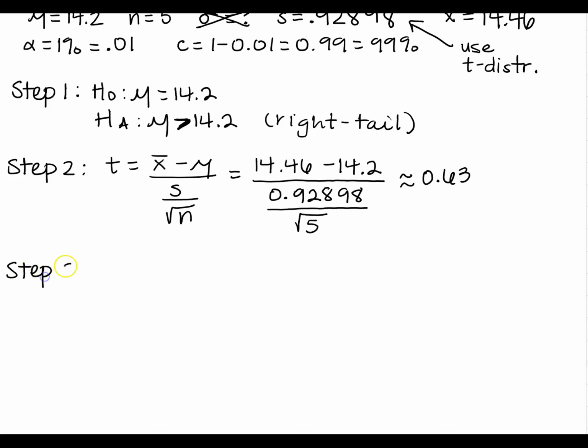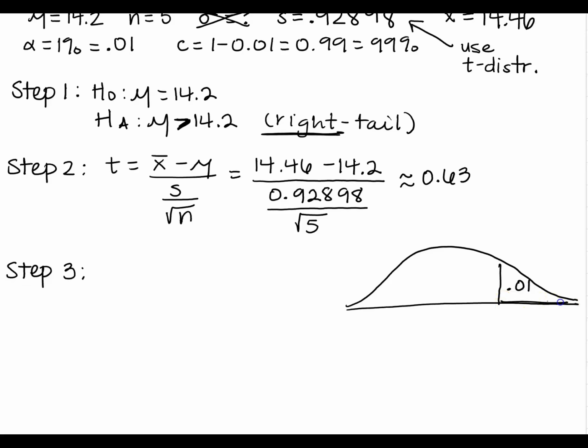So now that we have our test statistic, we are ready to move on to step 3, where we determine our critical value and draw our rejection region. So I'm going to sketch a bell curve. And in this bell curve, I'm going to put the entire alpha, which is 0.01, on the right, because this is a right tail test. So we have an area of 0.01 on the right. I am shading that region. That is our rejection region. So we have 0.99 area on the left. We are using the t-distribution table.